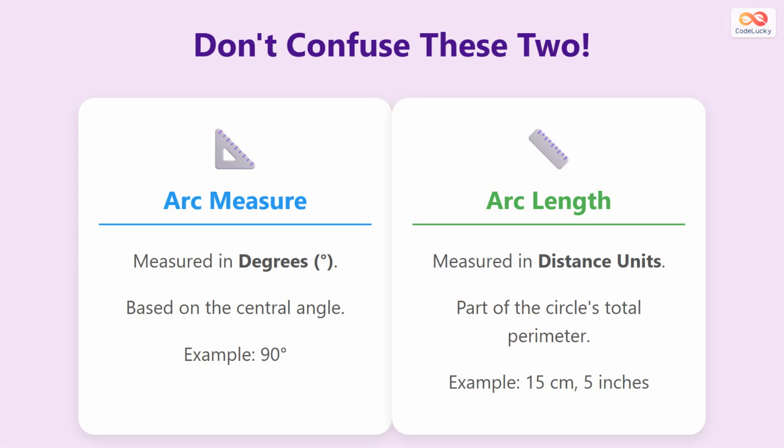It is very important not to confuse arc measure with arc length. Arc measure is an angle measured in degrees. Arc length is a physical distance measured in units like centimeters or inches. Think of it as the difference between how wide a slice is versus how long the crust is.